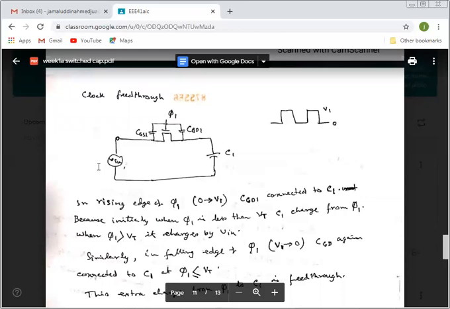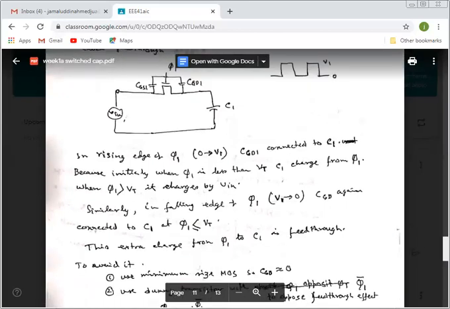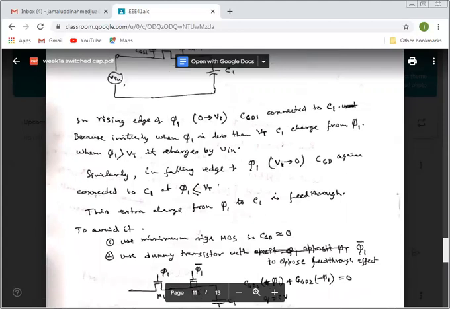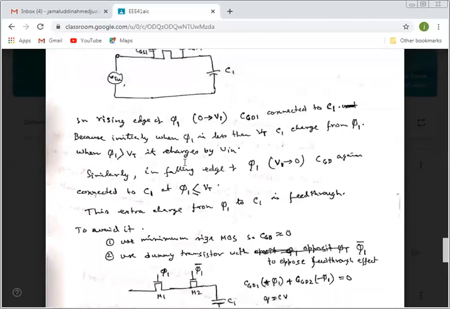So this is the clock feedthrough, as the charge is not coming from V in, it's coming from the clock. We don't want that, because we want the signal to go exactly to C1, not from the clock. So here it is saying: if phi1 is greater than Vt, it is charged by V in. But if phi1 is less than Vt, then it charges from phi1 to C1.